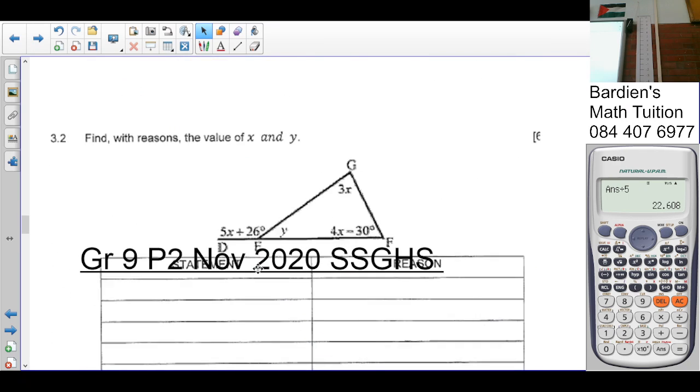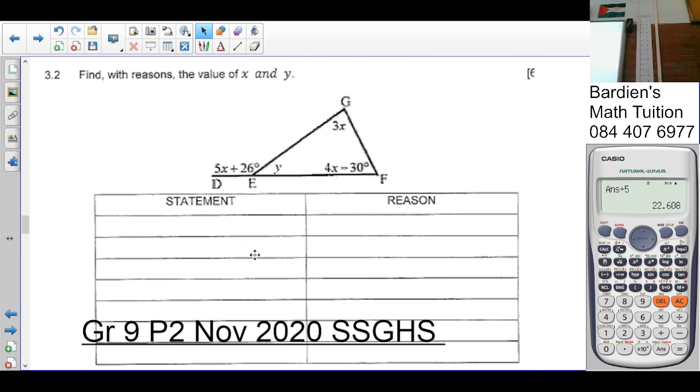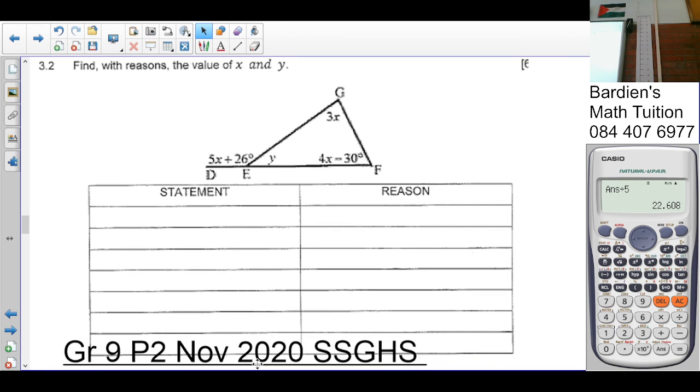Alright, the next question, 3.2. We are told to find with reason the value of x and y. So what do we notice here? Exterior angle is equal to the sum of the two interior angles. You can't say that 3x plus 26 is equal to y and 3x plus 26 plus y is equal to 180. You won't be able to solve x or y at that stage. You will have two unknowns.